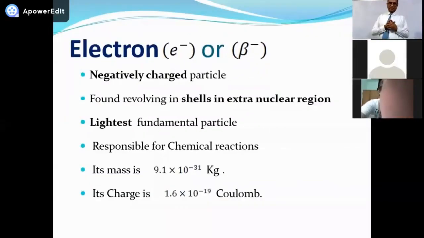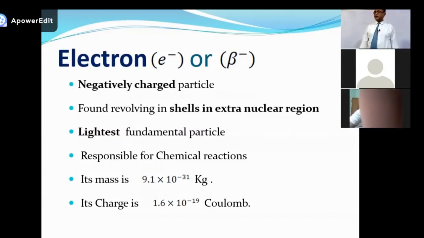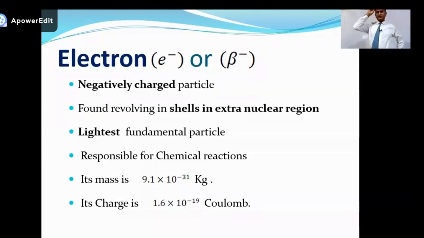There are so many fundamental particles. The lightest one is the electron. Electrons are negatively charged and revolve around the nucleus. Lightest fundamental particle means among electron, proton, and neutron, electron is the lightest one. What is the use of electrons? All chemical reactions are just because of electrons. Means electrons are responsible for chemical reactions, right?